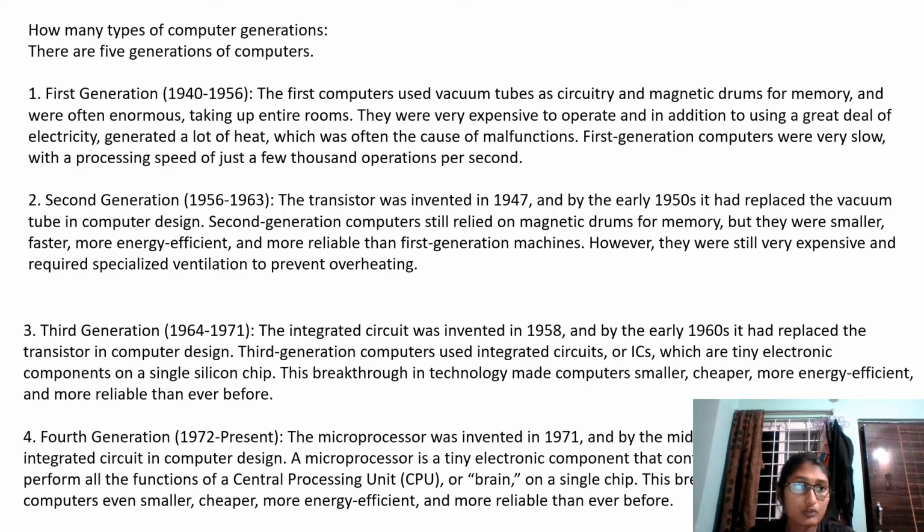How many types of computer generation? There are five generations of computer. First generation is 1940 to 1956, second is 1950 to 1963, 1964 to 1971 is third generation. Fourth generation is 1972 to present. It is called the fourth generation of computers.